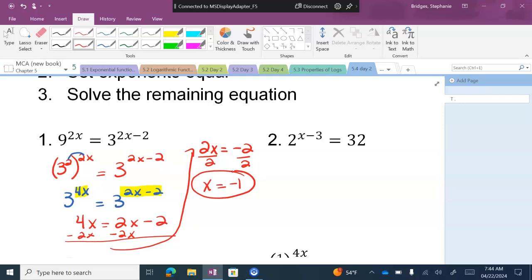Again, we're just going to do a few of these to remember what we did before, and then we'll get into the other type of exponential equations that we can solve. So take a minute and just do this one for me, number 2.